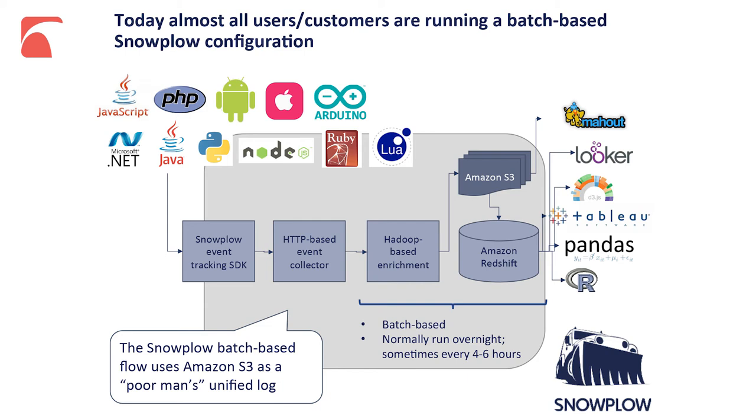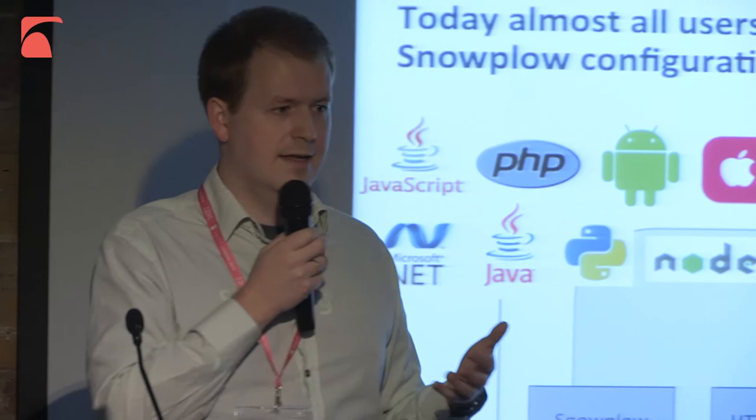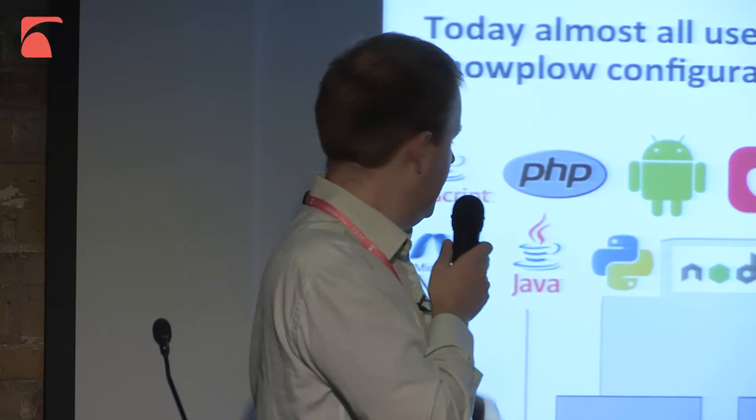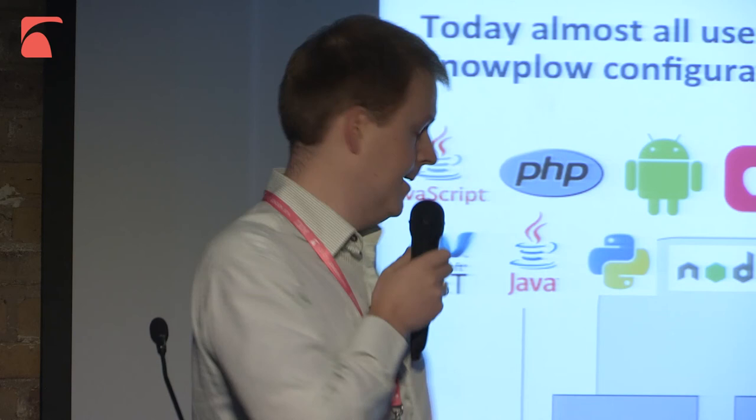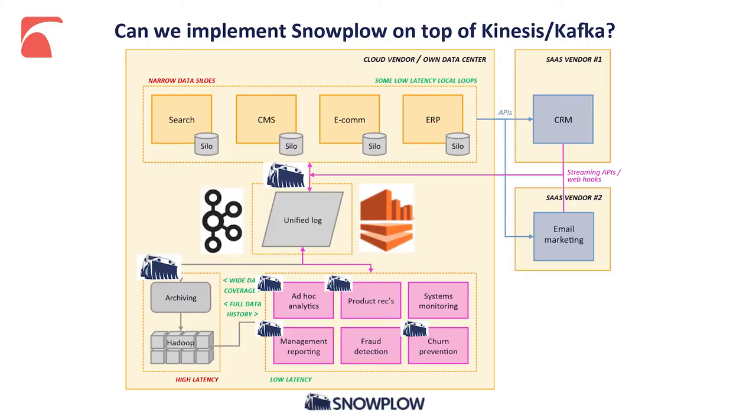And another note is that this approach uses Amazon S3 as a kind of poor man's unified log. This was the flow we had since partway through 2012, and when all the blogging about the unified log started, and the guys at LinkedIn started to explain their methodology and where they were taking Kafka, we had an aha moment. We didn't know about unified logs, but we had basically been using Amazon S3 as our unified log. We've been using it as a way of shunting event stream data down the flow and storing it as we go. So that's the batch flow.